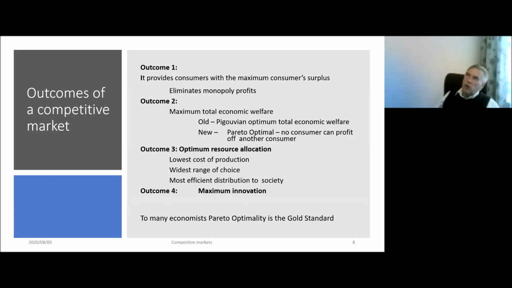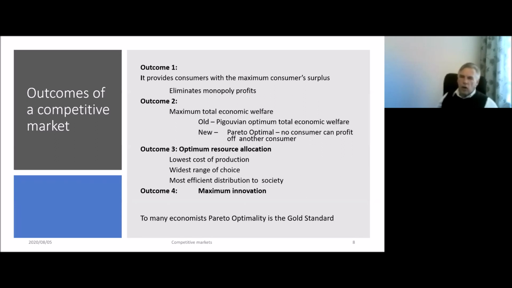Twenty or thirty years later, an engineer came along with a different idea, which is the Pareto, which didn't use happiness, and you end up in the same place, and that is Pareto optimality. So the old form of total economic welfare we call the Pigovian one, and the new form is the Pareto optimal. That's more practical, more conceptual.